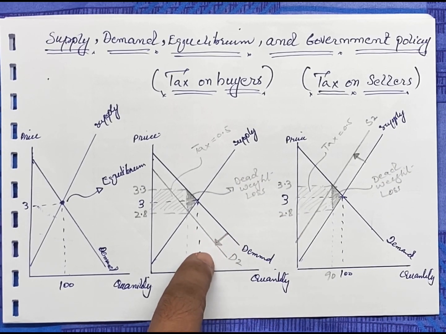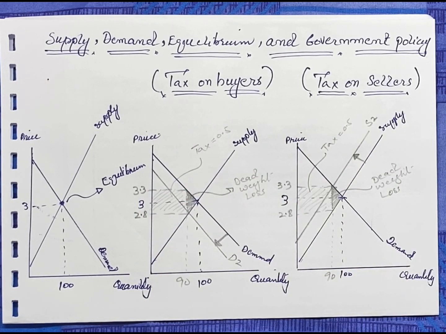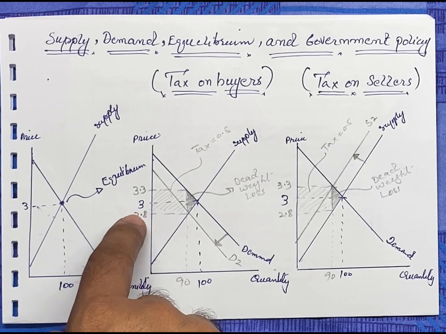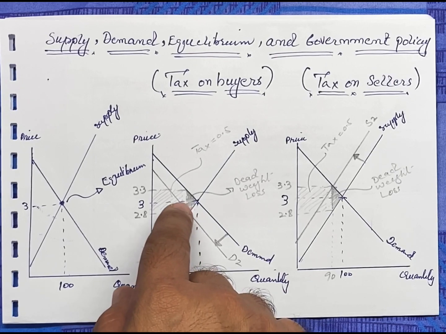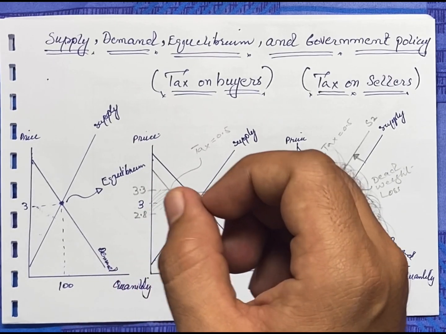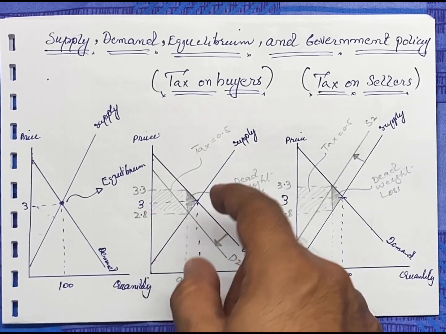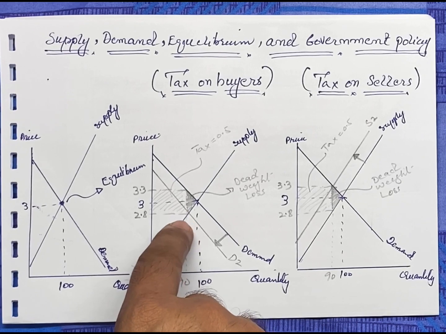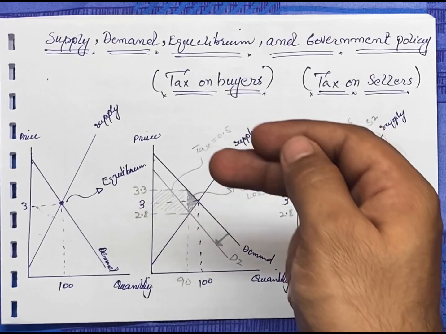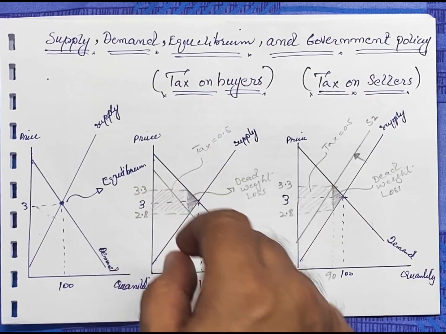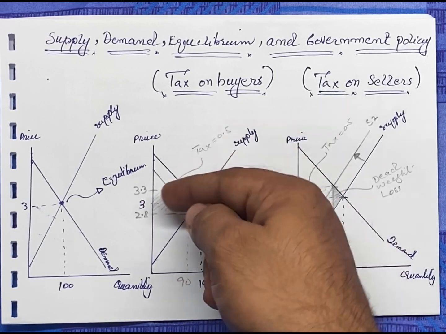Now our demand curve will shift to D2. When it shifts to D2, what will happen? First our price was 3, now the price at which the product will be sold will be 3.3, and the buyer will pay 3.3, while the seller receives where the supply curve touches. The difference between 3.3 and 2.8 is 0.5. That will be the tax.